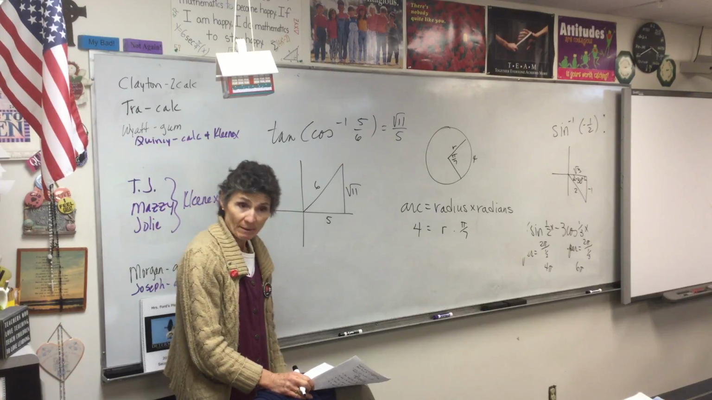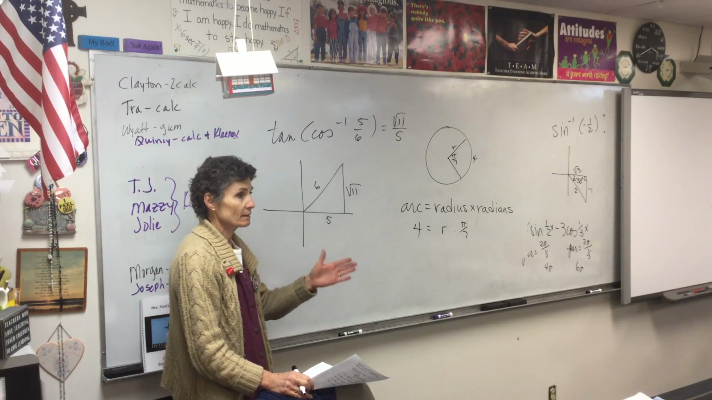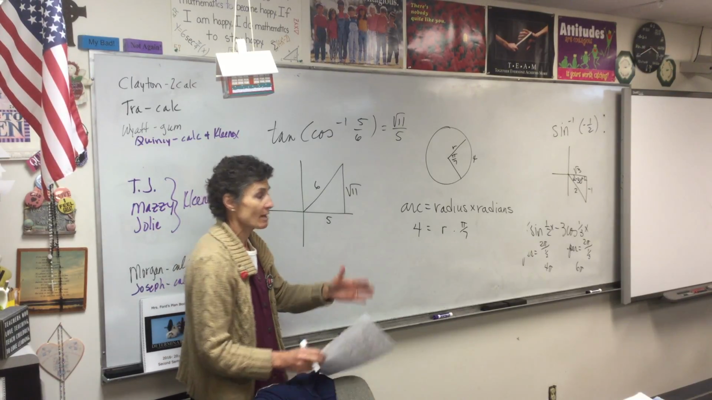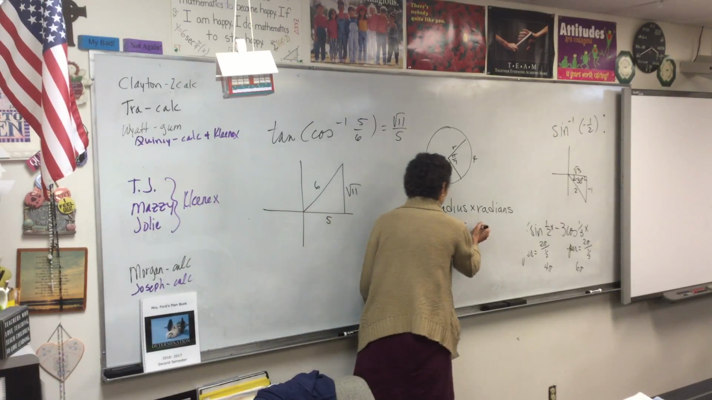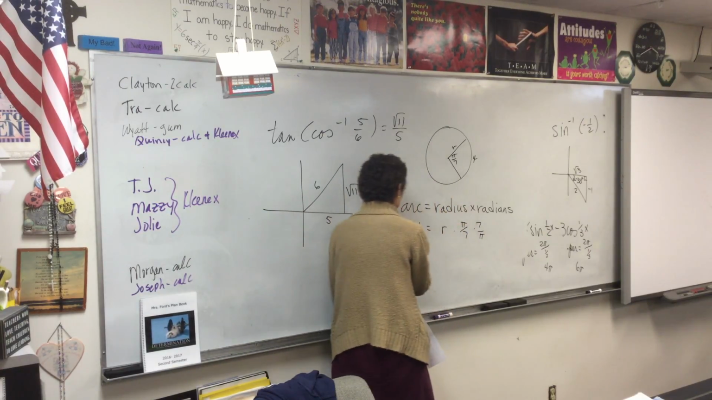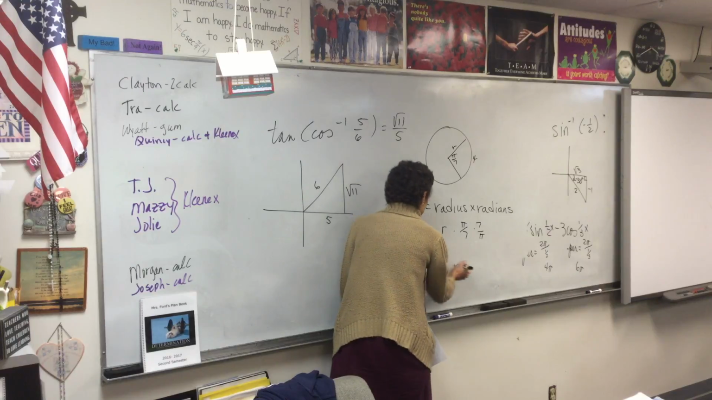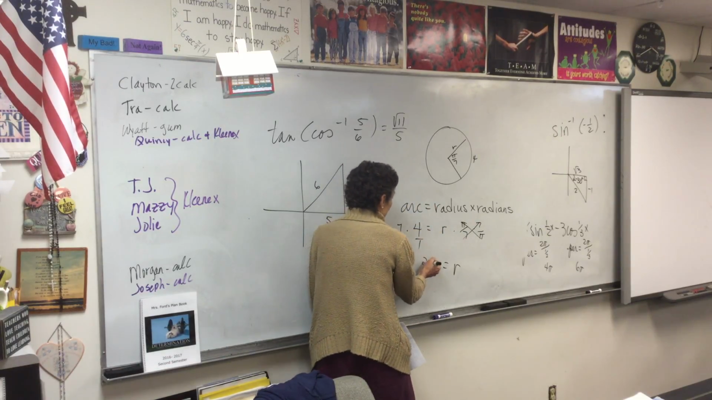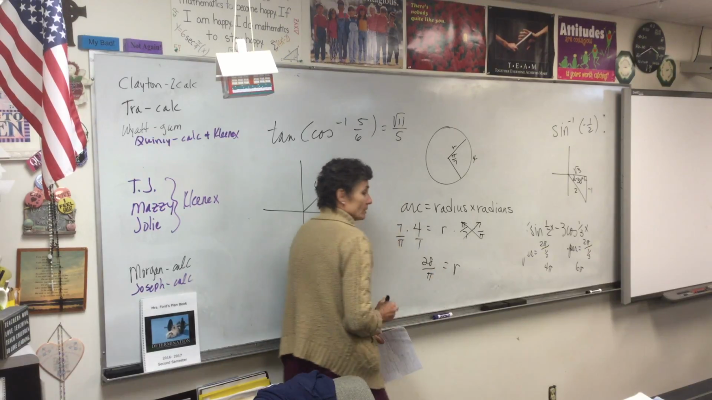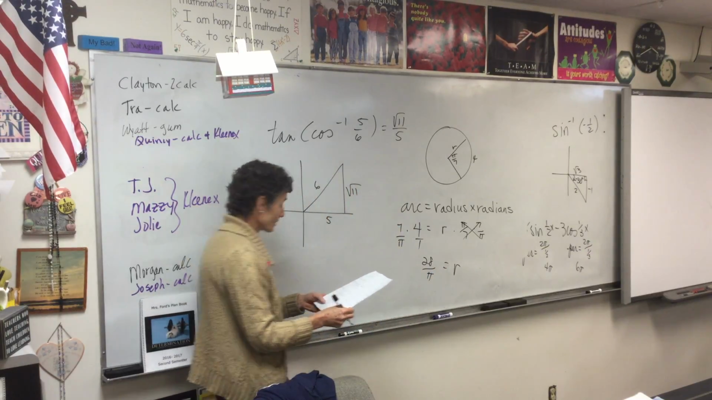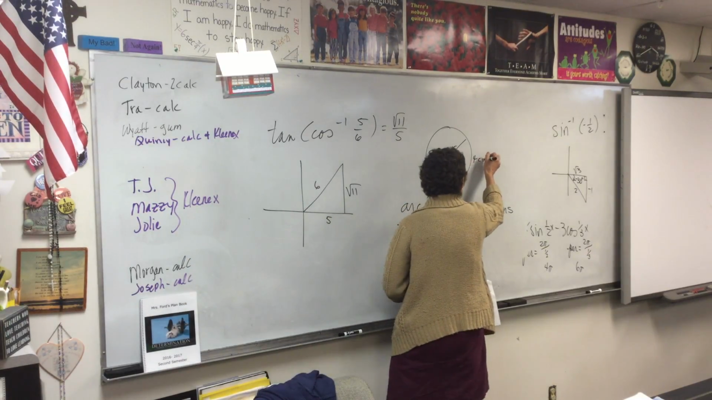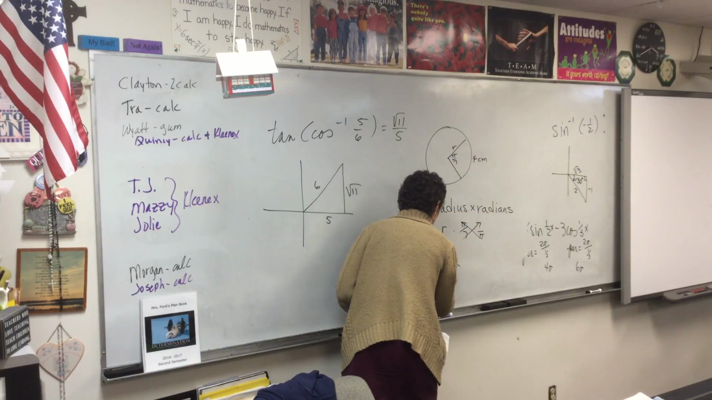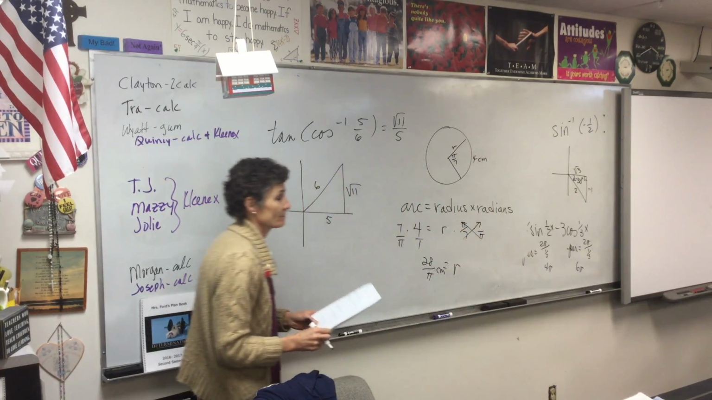We're going to multiply by 7 over pi. Technically we're dividing by pi over 7, but that's the same as multiplying by 7 over pi. So those will cancel, and the answer to the question is 28 over pi. This was in centimeters, so the radius is going to be in centimeters.